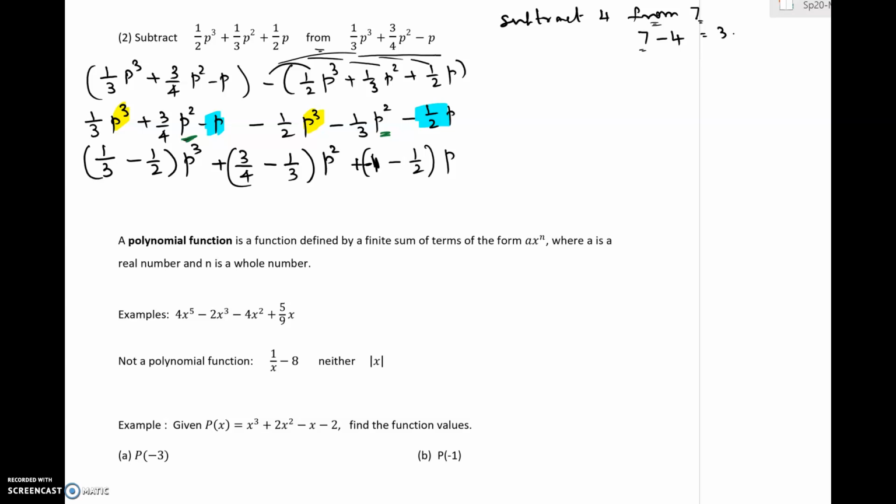So each one is a fraction. We have to adjust the denominator. So it is times 2 times 3. So we get 2 minus 3, which is negative 1 over 6 p cubed. Then here you're going to adjust the denominator, multiplying by 3, multiplying this by 4. So 9 minus 4, which is 5 over 12 p squared. Then we're going to divide this by 1 and multiply by 2 here. So it is minus 2 minus 1. That will be minus 3 over 2 p.